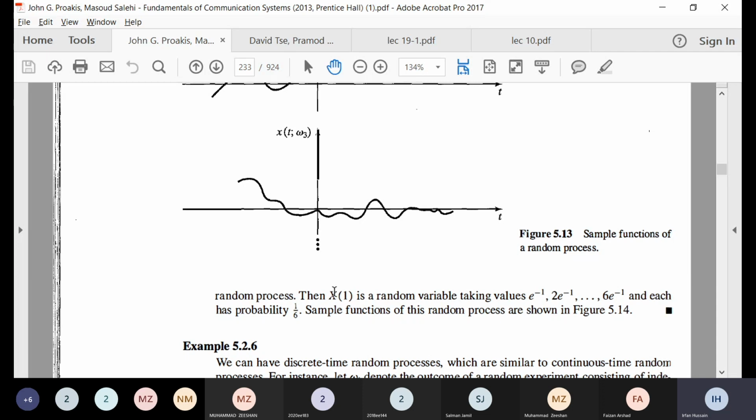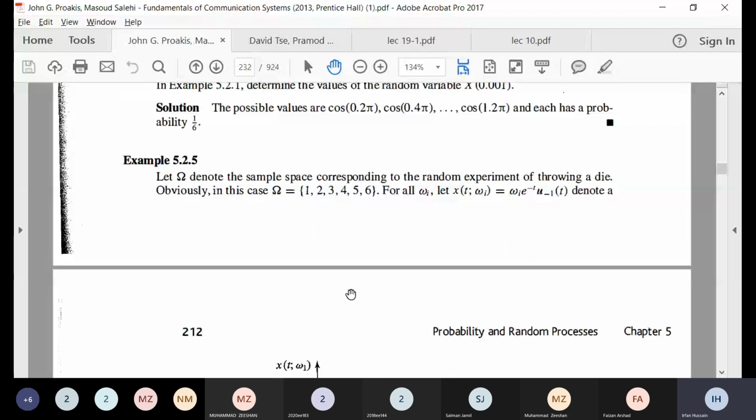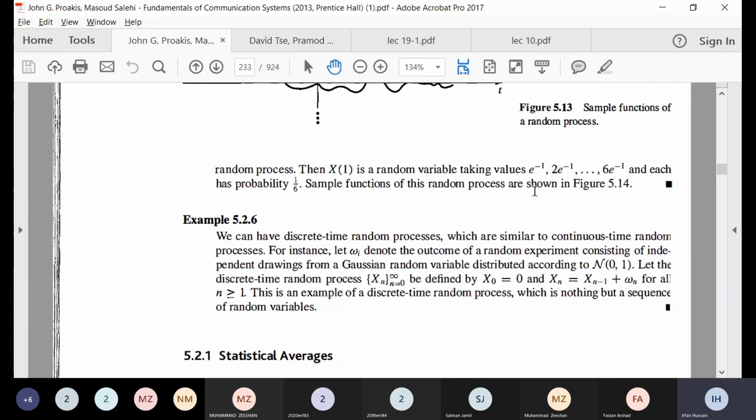Now if you take the same random process and fix time at 1, what is the meaning? That I have put t equal to 1, so it will become omega I e to the minus 1, and the unit step function is denoted by u here. So the unit step function at 1 is 1. This will be just omega I times e to the minus 1. But we know that omega I can take values from 1 to 6. So it will be e to the minus 1, 2 e to the minus 1, and so forth, going up till 6 e to the minus 1, where all these values are random variables.